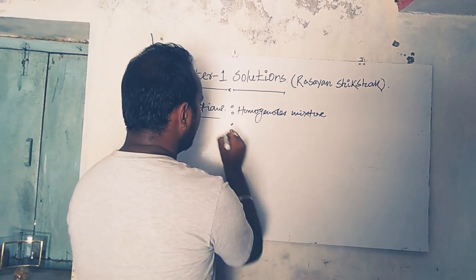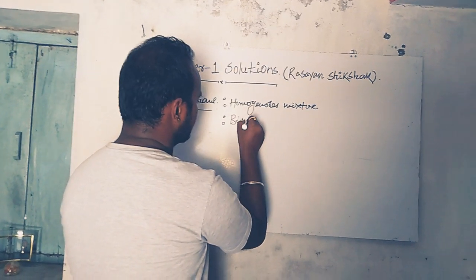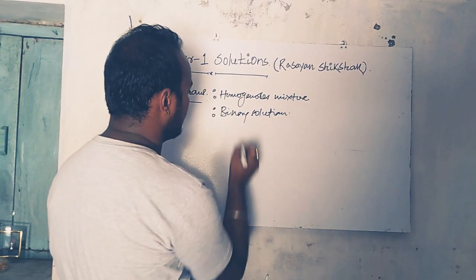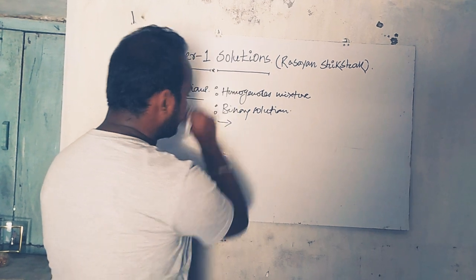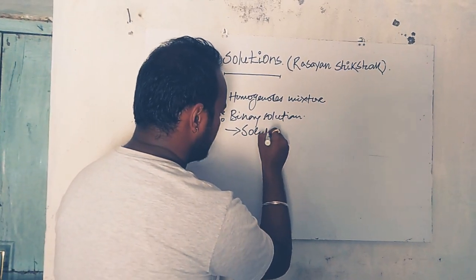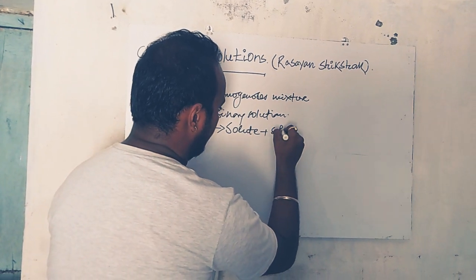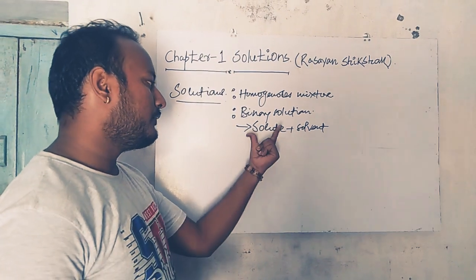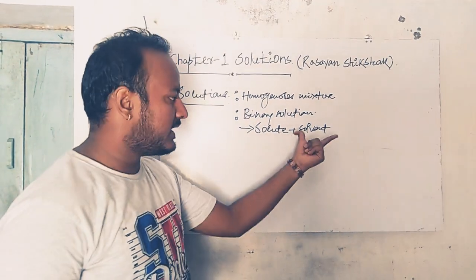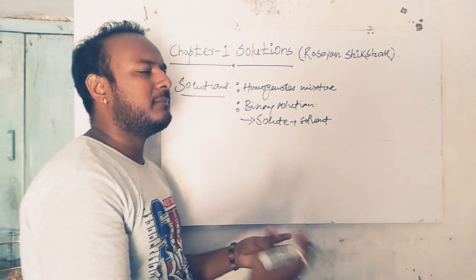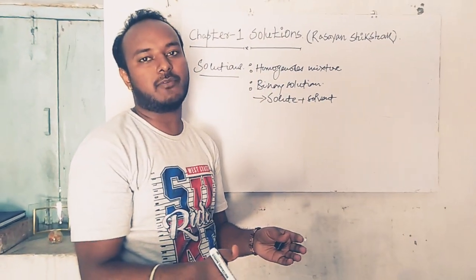We will be dealing with binary solutions in this chapter, and as you all know, binary solution means two. It consists of two parts, solute and solvent. Solute is that part of the solution which is present in less amount, and solvent is that part which is present in more amount.